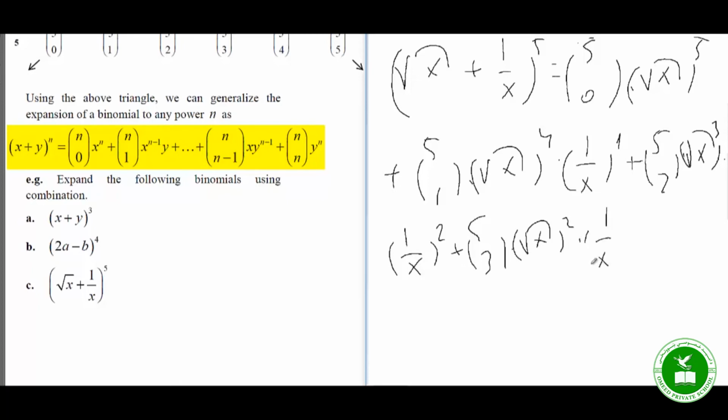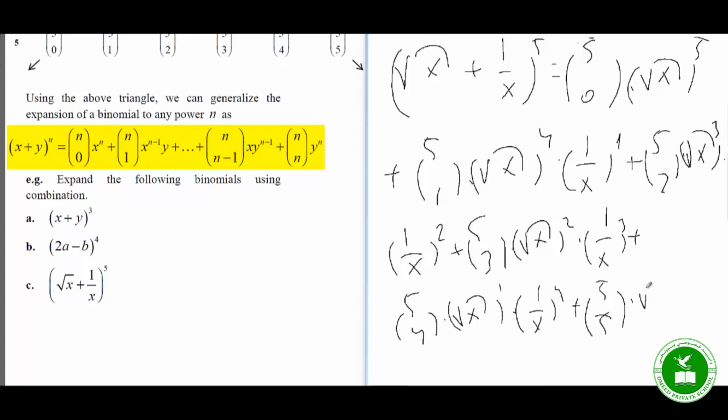plus combination of 3 from 5 times square root of x squared times 1 over x cubed, plus combination of 4 from 5 times square root of x to the power of 1 times 1 over x to the power of 4, plus combination of 5 from 5 times square root of x to the power of 0, which we don't need to write, so I omit this one, 1 over x to the power of 5.